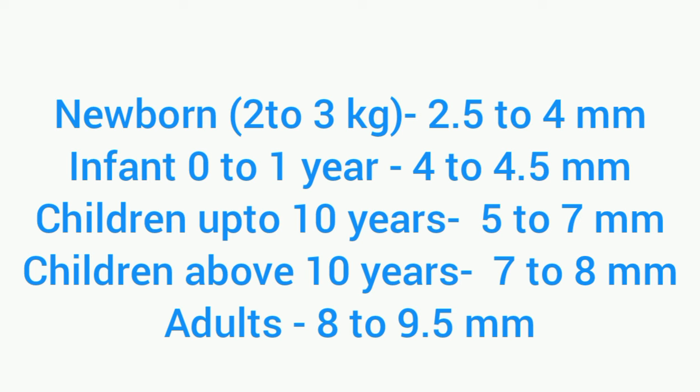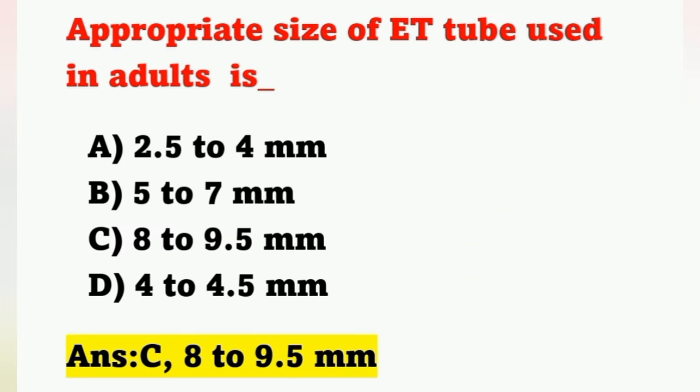For the endotracheal tube used in different age groups: for a newborn, the weight is about 2 to 3 kg and the size is 2.5 to 4 mm. For an infant 0 to 1 year of age, the size is 4 to 4.5 mm. For children up to 10 years of age, the size is 5 to 7 mm. For children above 10 years of age, the size is 7 to 8 mm. For adults, the size is 8 to 9.5 mm. In our question, the endotracheal tube used for adults is 8 to 9.5 mm. Move on to the next question.